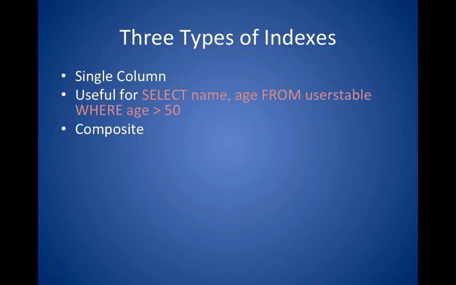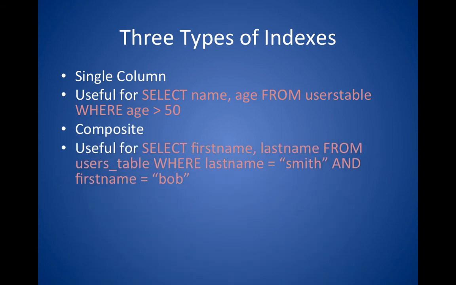Now the composite search is a different kind. It uses 2 different columns.